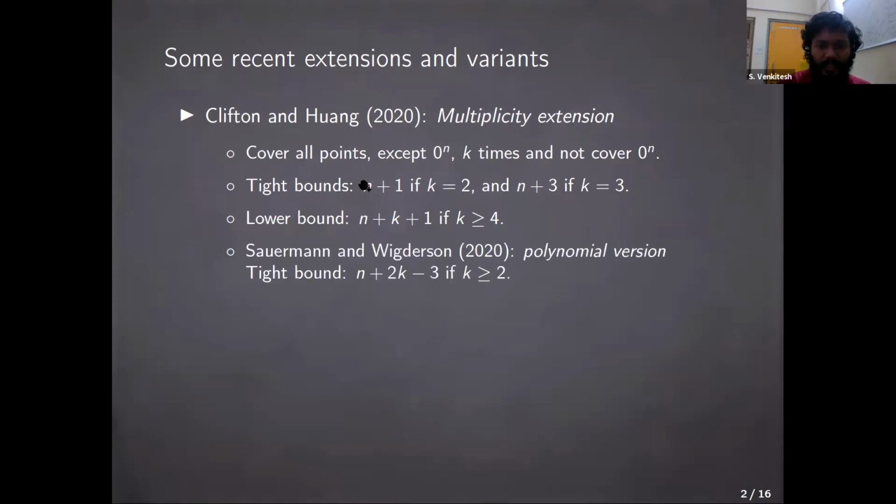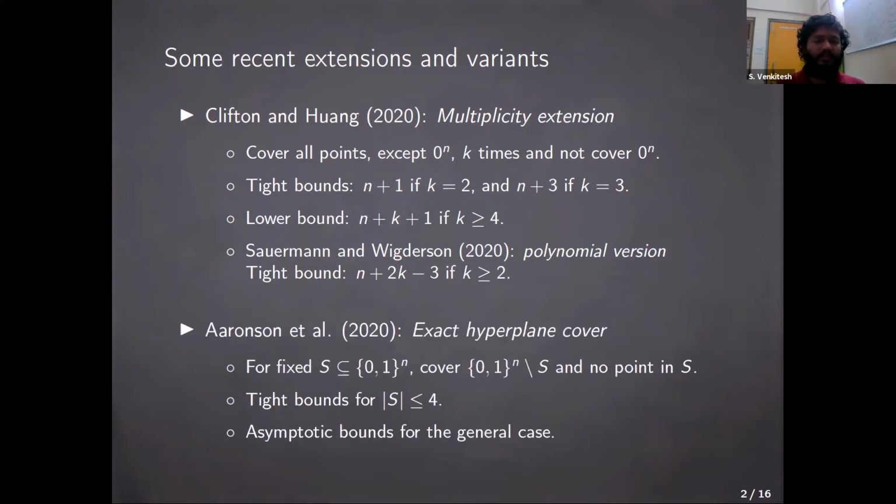And a little while later, Sauermann and Wigderson considered a polynomial version of this problem, where you do not insist on having a hyperplane arrangement covering the points, but instead you just take a polynomial. And now the question is, what is the smallest degree polynomial that can cover the vertices as per the same conditions? And for the polynomial version, they gave us a tight bound of n plus 2k minus 3 for all multiplicities greater than or equal to 2.